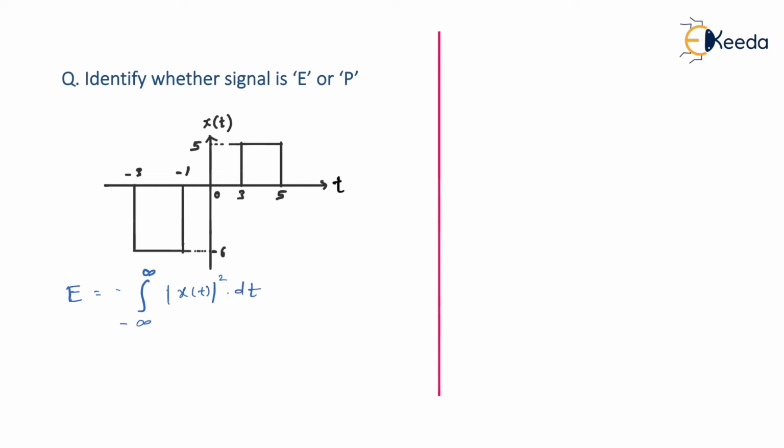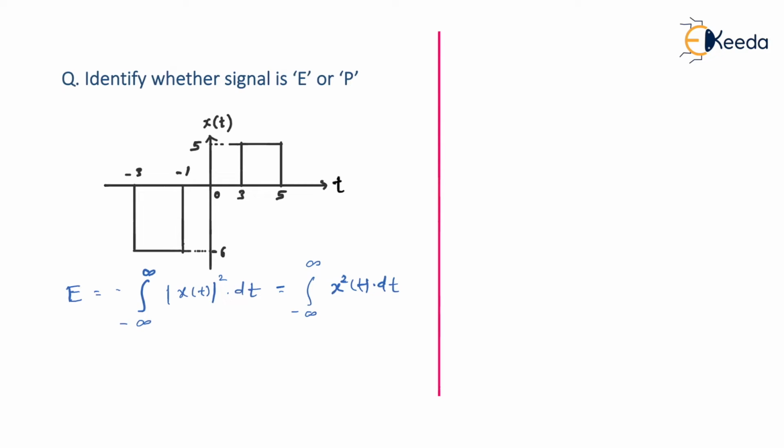Now from the figure it is quite clear that the amplitude of the signal everywhere is a real quantity. It means the given x of t signal is a real signal. In that case, you can rewrite this formula as integration over minus infinity to infinity x square of t dt. Remember, you can write x square of t only when the given x of t signal is a real signal.